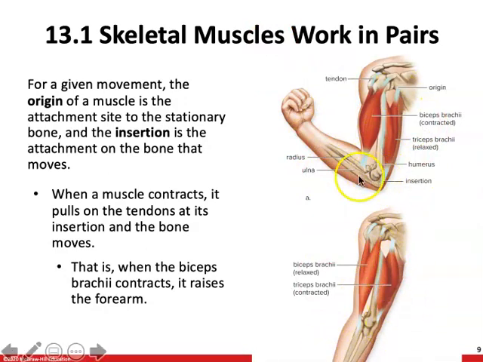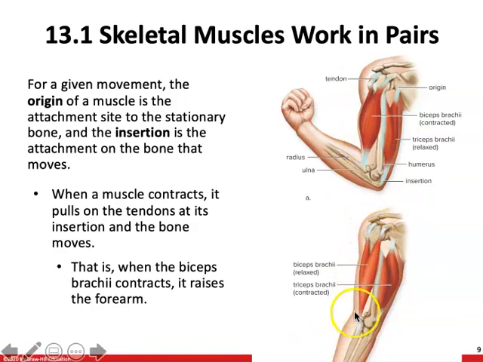So here it's relaxed, it's stretched out, but when the arm stretches out, the tricep is going to shorten, it's going to contract. So when a muscle contracts, it's going to pull on the tendons at its insertion, and that bone is going to move. So when the biceps brachii contracts, it's going to raise the forearm.